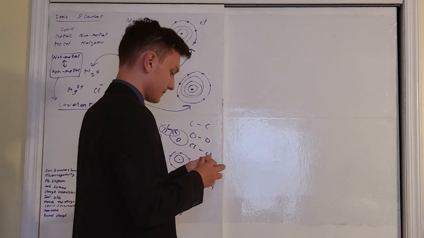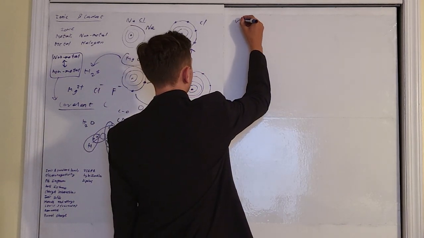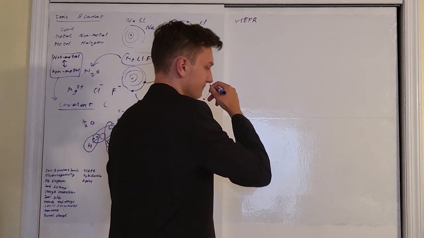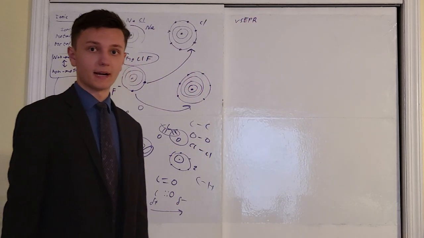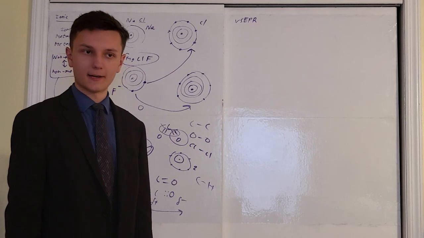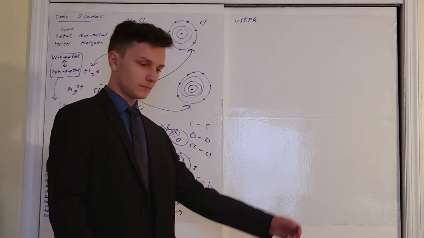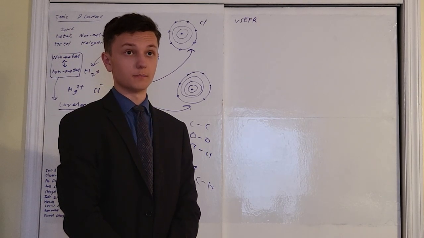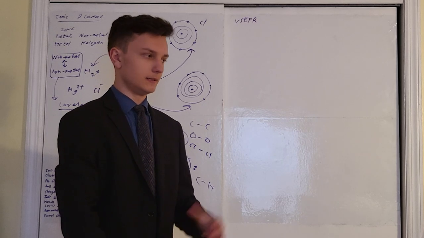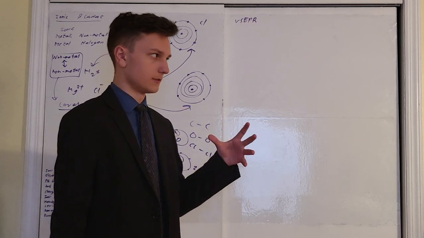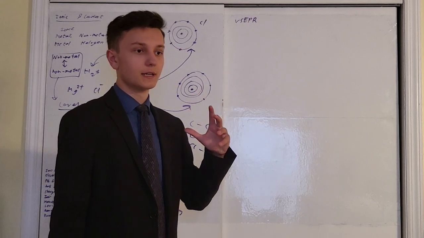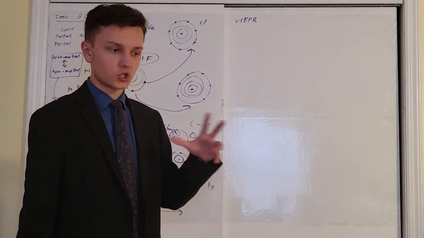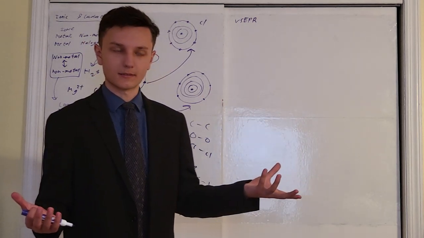Next topic is VSEPR. Yes, it's spelled like this. It's an abbreviation. VSEPR is a method of classifying the shapes of atoms, okay? And the shape of an atom, or I should call it a molecule, because the shape of an atom by itself is its radius, which we already covered. However, the VSEPR shapes are the shapes of atoms when they're in bonds, okay?